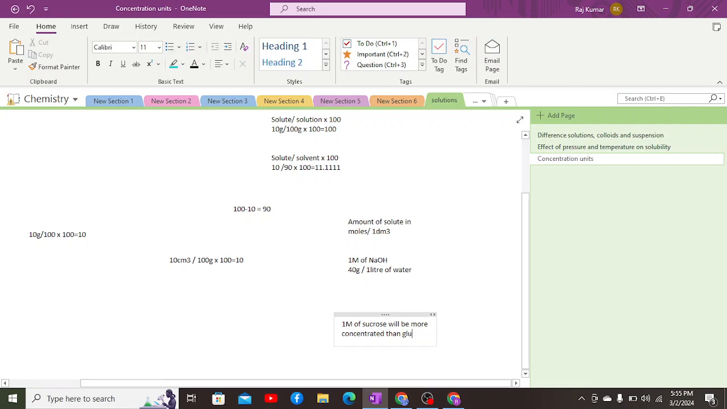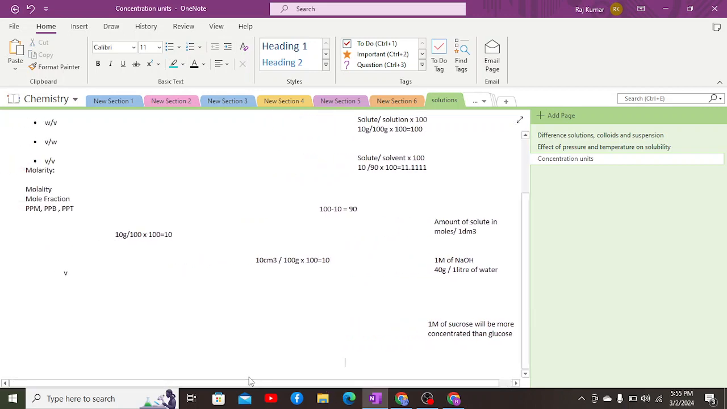than glucose. Likewise, if we talk about volume, the volume of glucose due to less concentration will be more than the volume of sucrose, because volume of sucrose is less due to more concentration. So high volume of glucose would be there due to less concentration, and less volume of sucrose due to more concentration.